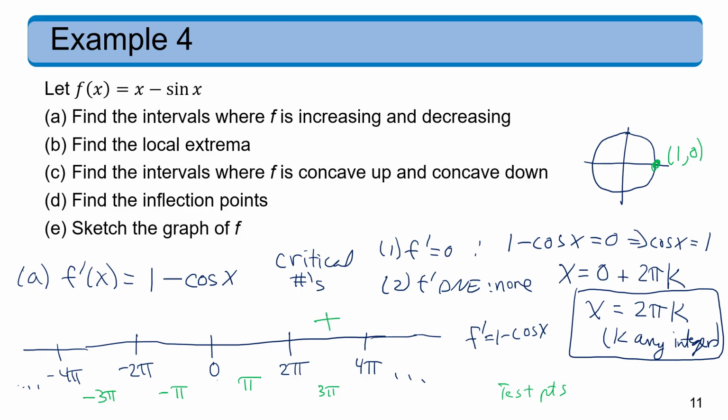Let's plug in pi. Cosine of pi is negative 1. So we have 1 minus negative 1. Same thing, positive.